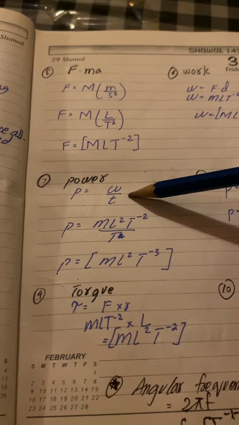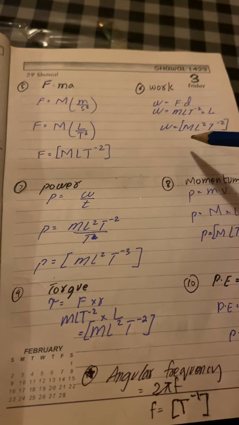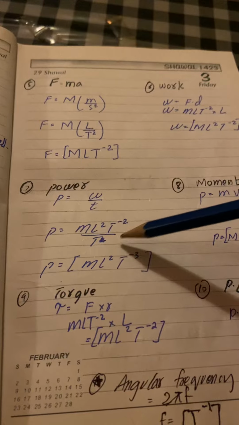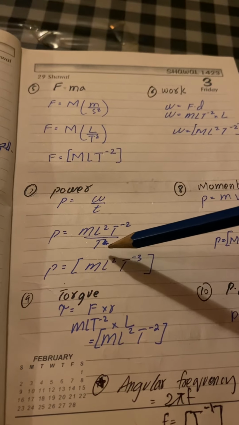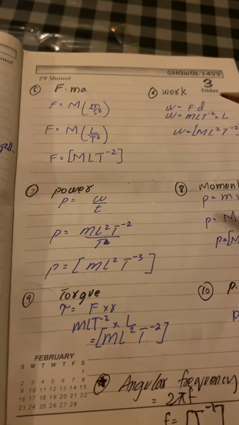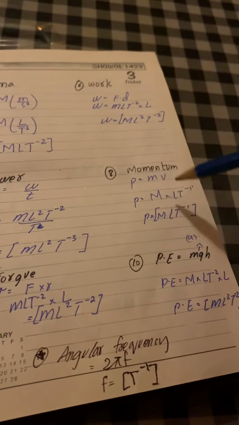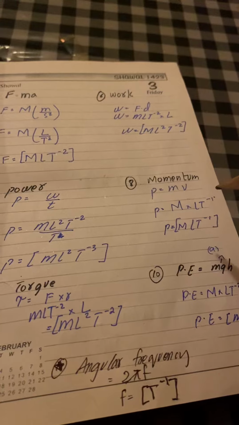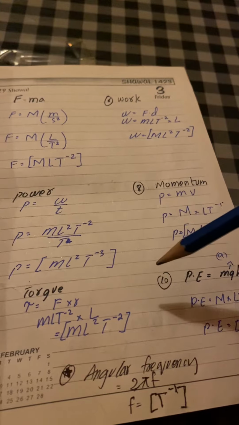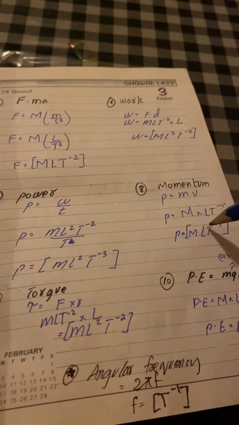Okay, power is equal to work done upon time, work done per unit time. So what was the dimension of work that we had? ML2 T minus 2. We will put the same here, and time is equal to capital T. When T is in the denominator with plus 1 power, when it comes in the numerator, it will be minus 1. So minus 2 minus 1 is equal to minus 3. Okay, momentum P is equal to mv, and velocity we have already found, LT minus 1 is the dimension of velocity, so we will write MLT minus 1.